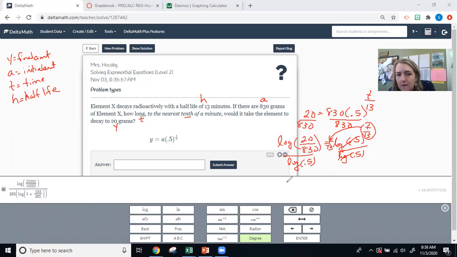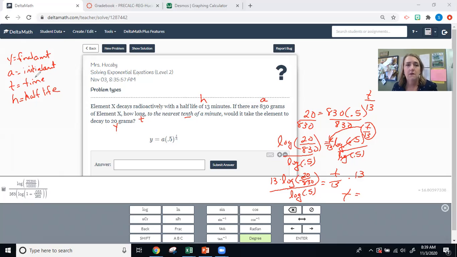So let's rewrite this. I've got log. Again, I'm going to keep all this together and I'm going to put it into my calculator. Log of 20 over 830 divided by log of 0.5. It's going to equal T divided by 13. I need to solve for T. I need to get rid of the 13. T divided by 13, the opposite operation is multiply. So that's going to go up here. I'm multiplying that. And so that will solve for T. So what does T equal? I'm going to put this whole thing into my calculator.